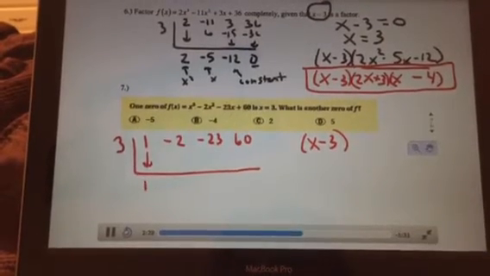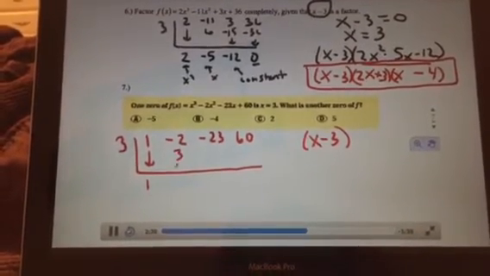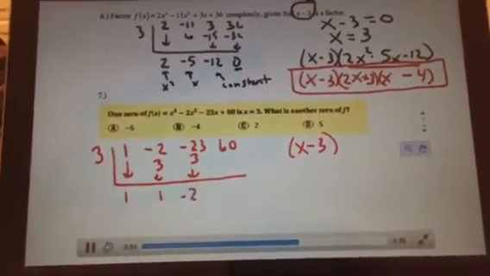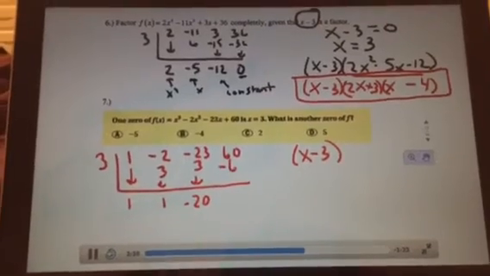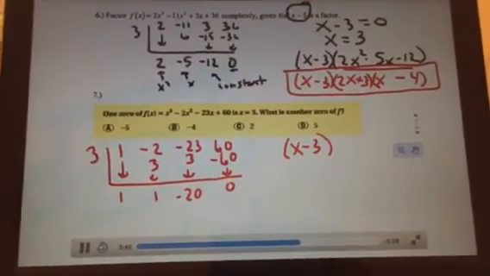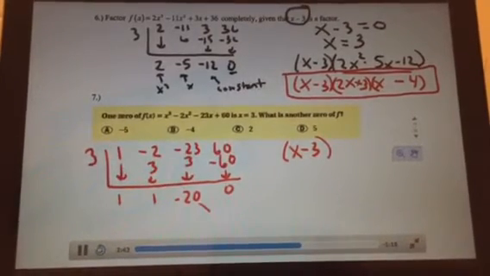I bring the first one straight down. I multiply by 3. I add straight down. I multiply by 3. I add straight down. I multiply by 3. I add straight down. I see, yep, they're right. 3 is a zero because my remainder is 0.